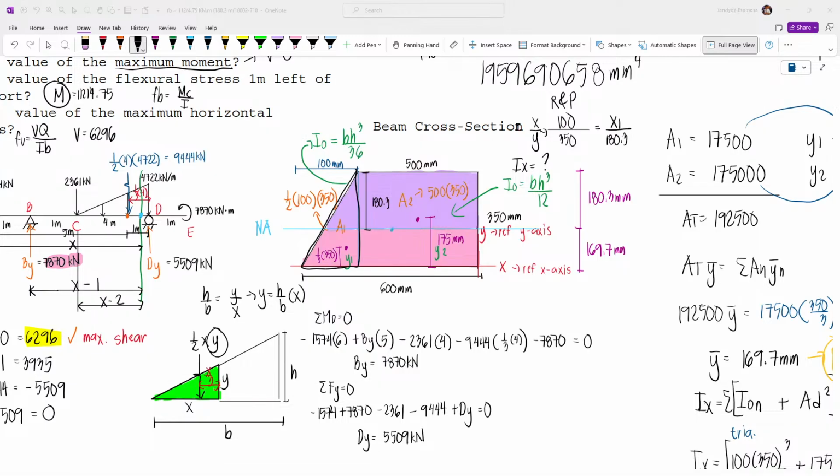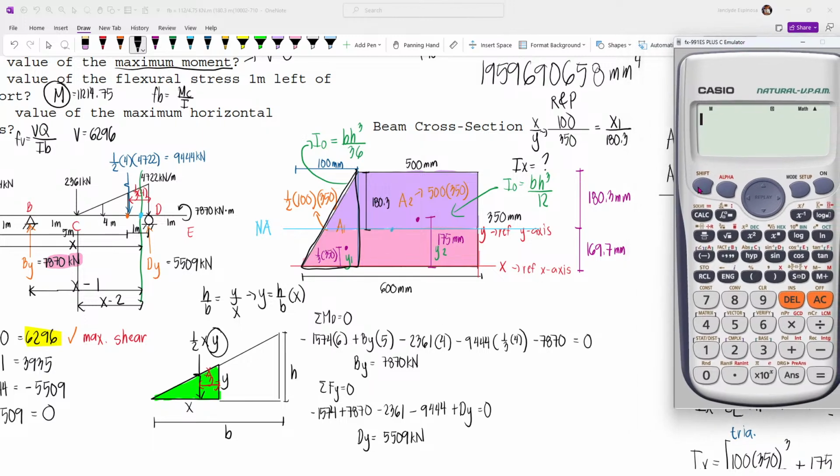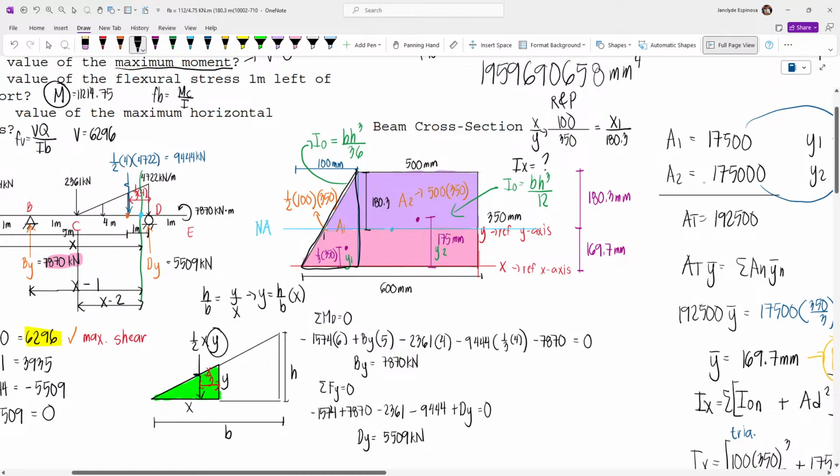So 100 over 350 equals x over 180.3. We get x equal to 51.51. So this distance is 51.51. That's my reasoning.